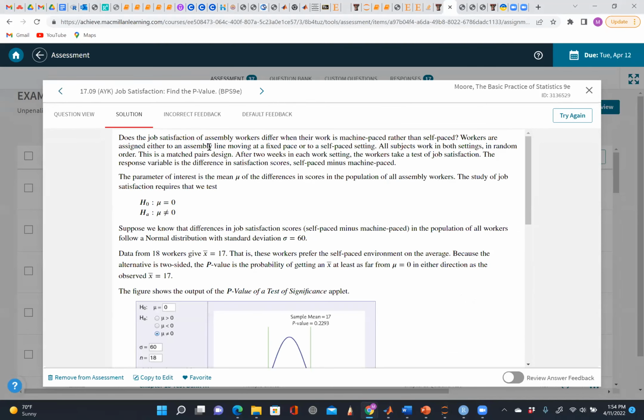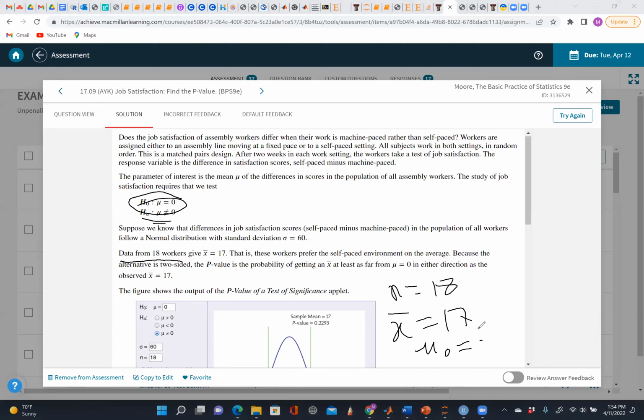Okay, so now we need to perform a hypothesis test where the null hypothesis is this one, and the alternative is mu not equal to 0. So this is a two-tailed test actually. And we are given the data from 18 workers, so that means n is equal to 18, and the sample mean is 17, and the hypothesized value mu 0 is 0, right? And sigma is equal to 60, the standard deviation.